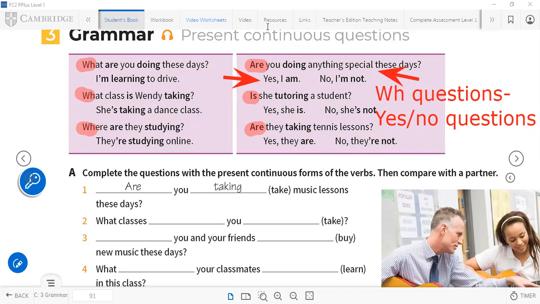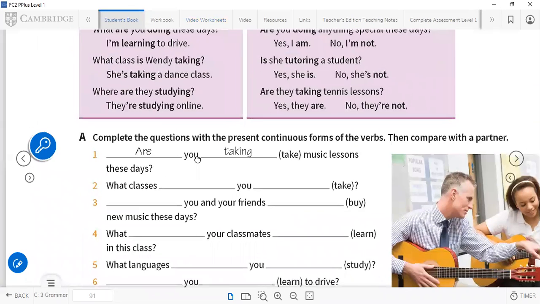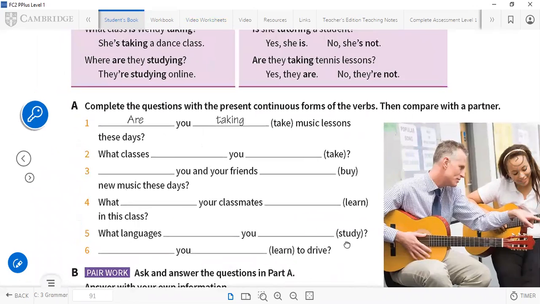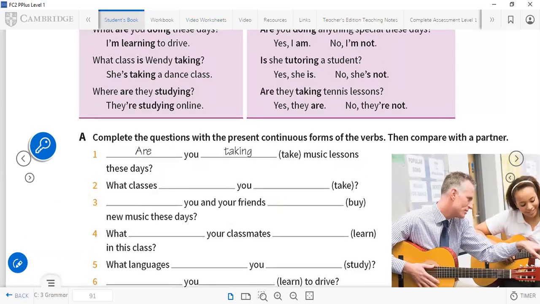Okay. Pretty good. So with this information, we can advance here and respond to all the things, right? Vamos a responder los ejercicios a continuación. So letter A, complete the questions with the present continuous form of the verbs and then compare with a partner. One example here we have come, are, and taking. One example. So we have to complete the information with the verb, toda la información con el verbo. Are you taking music lessons these days? One example, right?